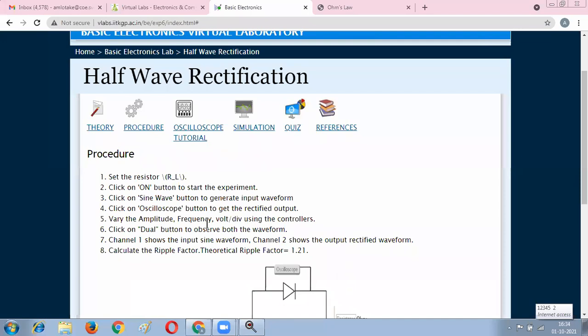You can see both the input waveform and the output waveform on one screen, only by using the dual button to observe both the waveforms. Okay, so that I will explain in the simulation process. So we will go for the simulation part.